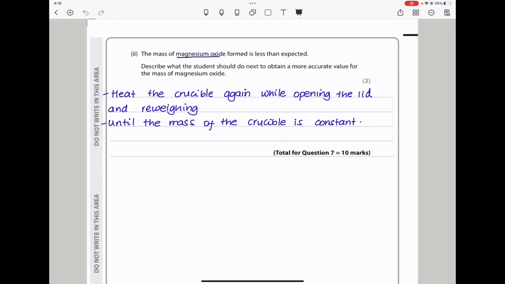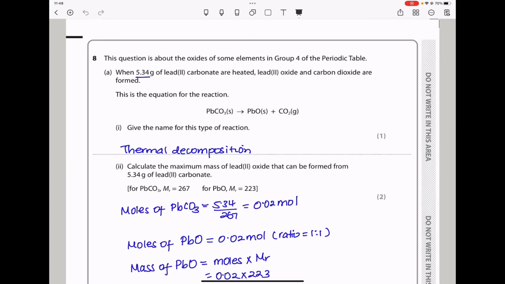So this brings us to the end of question 7. Let's continue to question 8. Question 8. This question is about the oxides of some elements of group 4 of the periodic table. When 5.34 grams of lead 2 carbonate are heated, lead 2 oxide and carbon dioxide are formed. This is the equation for the reaction. So we have that, which is lead 2 carbonate, giving us lead 2 oxide and carbon dioxide.